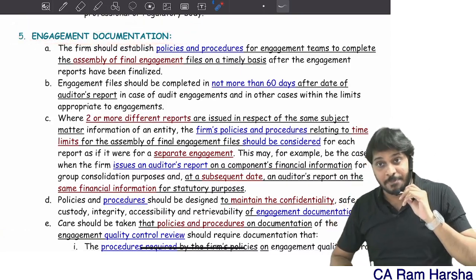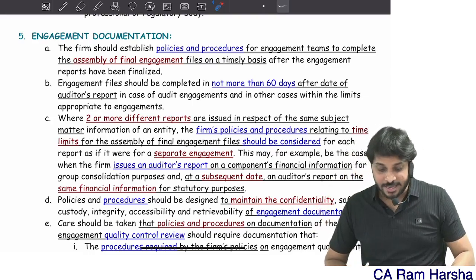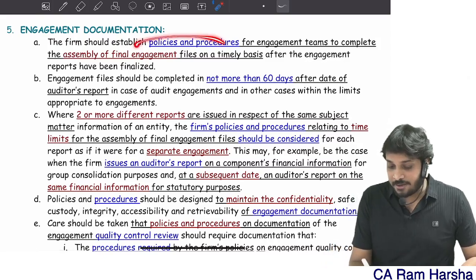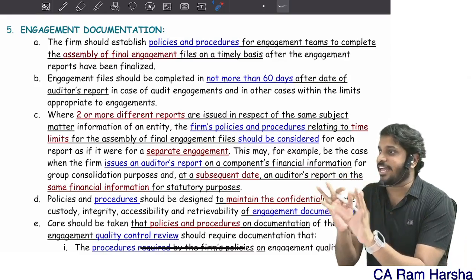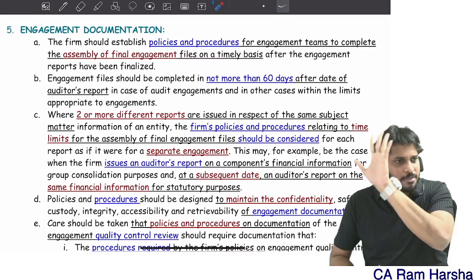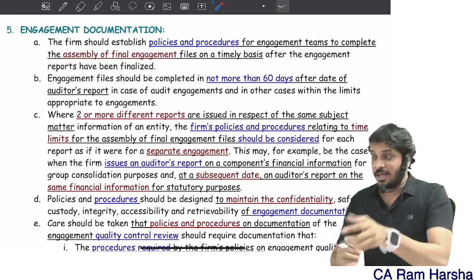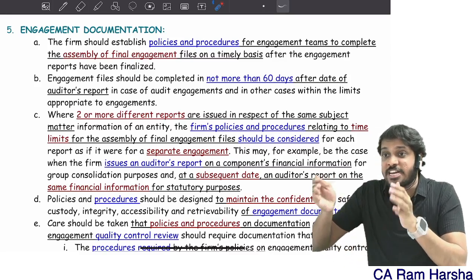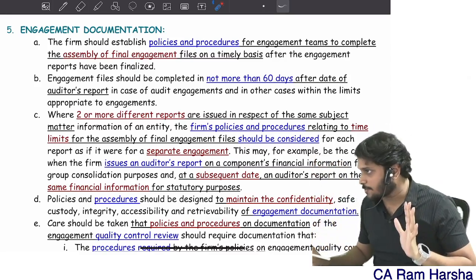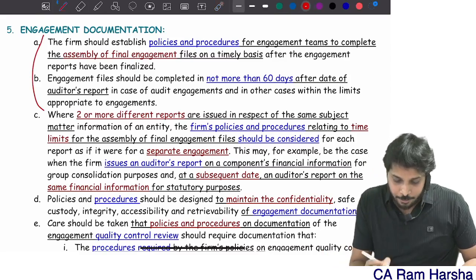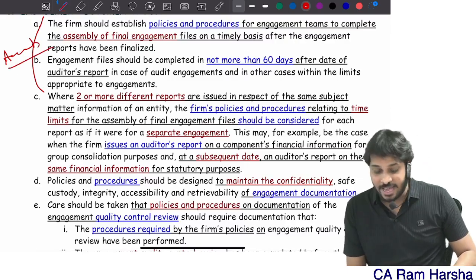an engagement is effectively performed only when it is effectively documented. Therefore, the firm should establish policies and procedures to complete the documentation of various engagements in time. Correct? Especially the standard says if it is an audit engagement, the entire documentation assembly should be completed within 60 days from the date of the audit report. So the assembly point is dealing with the assembly of documentation. The first two points are dealing with assembly.